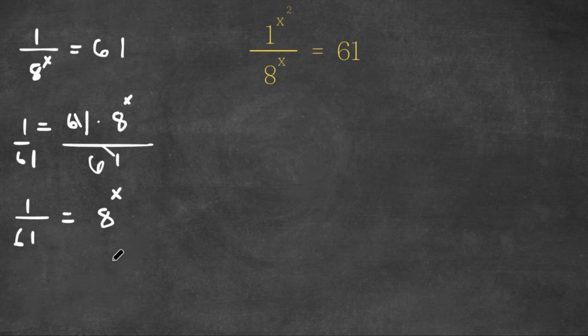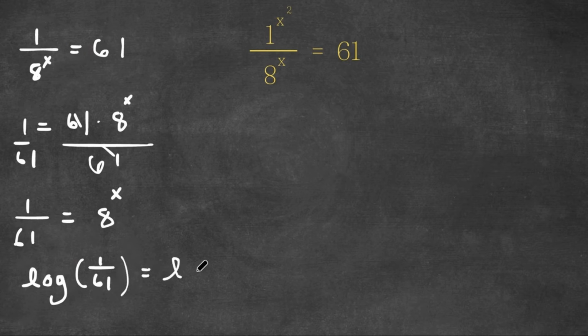Now, what I'm going to do is take the log of both sides. So now we have log of 1 over 61 is equal to log of 8 to the power of x.